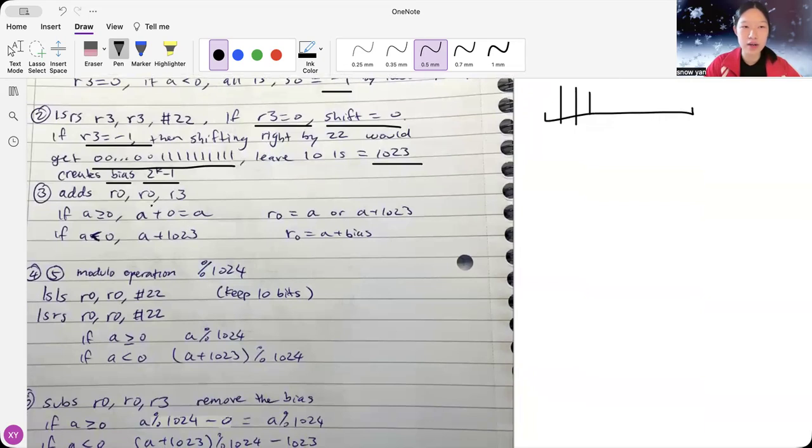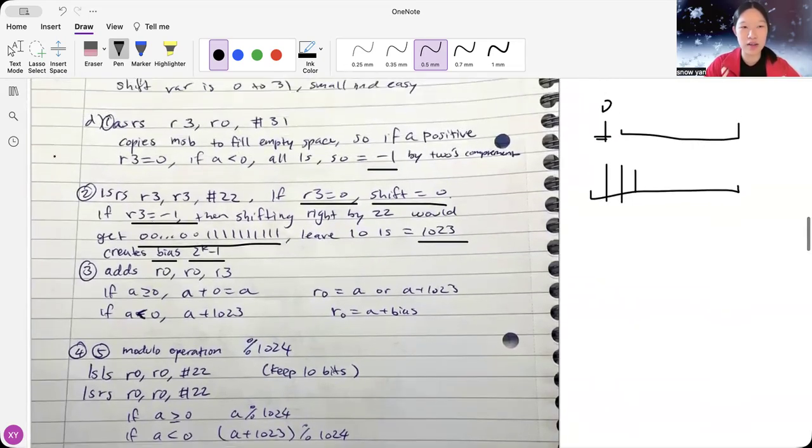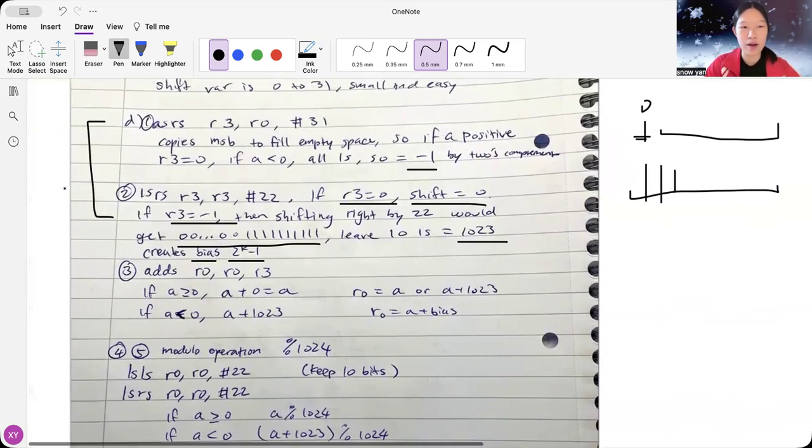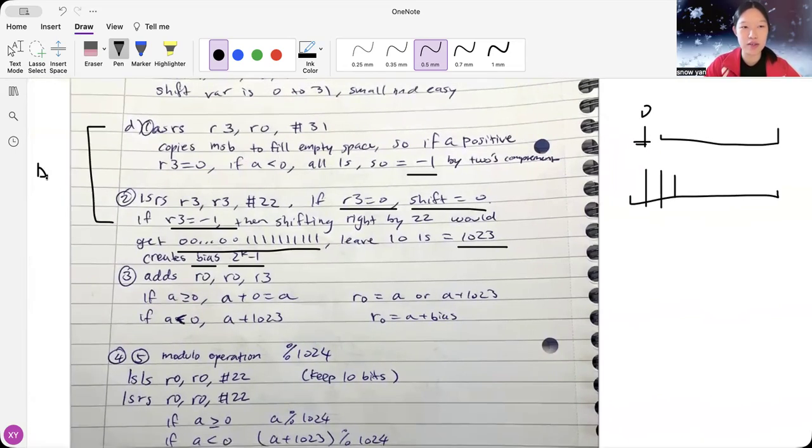So then for the third case, steps 1 and 2 just create my 1023 bias. These two steps just create my bias.